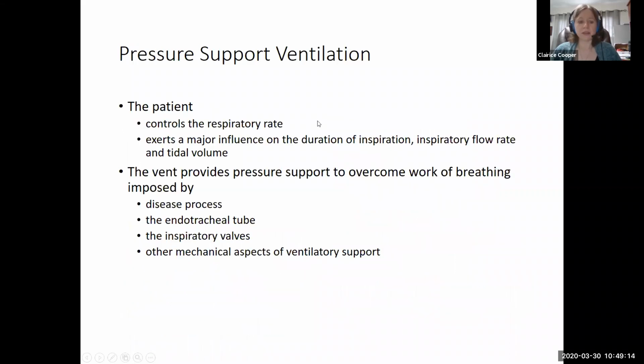So as we mentioned, the patient controls the respiratory rate and the duration of inspiration, flow, and tidal volume. There's always going to be a PEEP. Again, the PEEP replaces what we naturally have with our epiglottis, maintaining a positive airway pressure that keeps the alveoli open. So you're always going to have a PEEP. And it's always appropriate to have a pressure support as well.